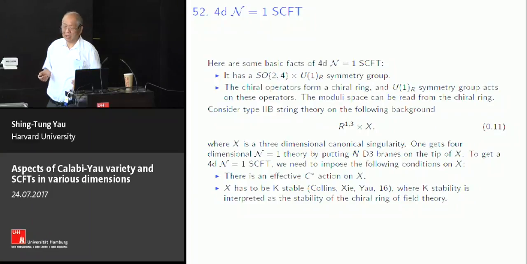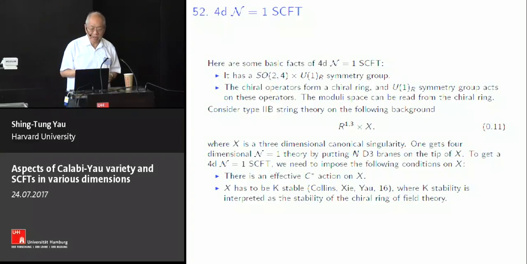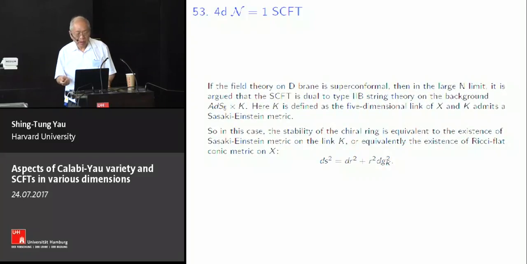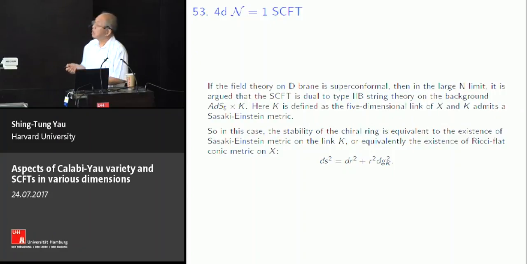So we define the stability making use of the analogy with the geometry that we encounter, which provides an interesting geometric motivation for studying stability of the chiral ring. It was argued that the superconformal field theory is due to type IIB string theory on the background, where K is defined as the 5-dimensional link of X, and K admits a Sasaki-Einstein metric.